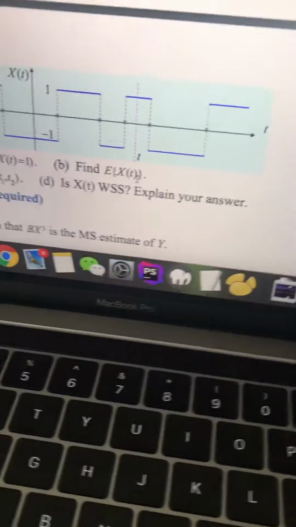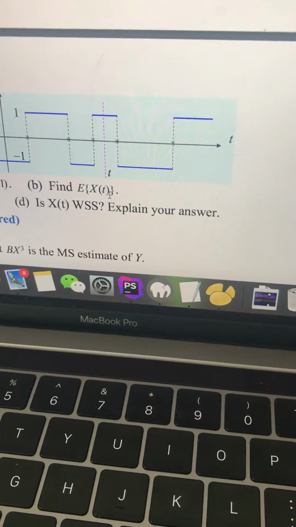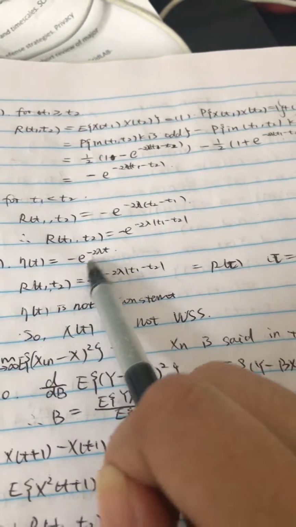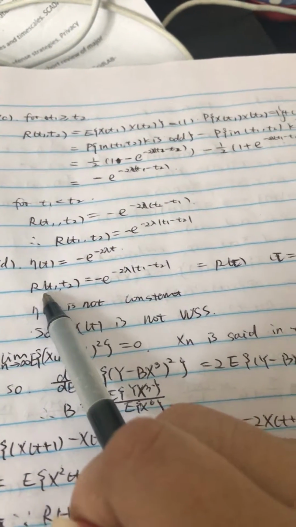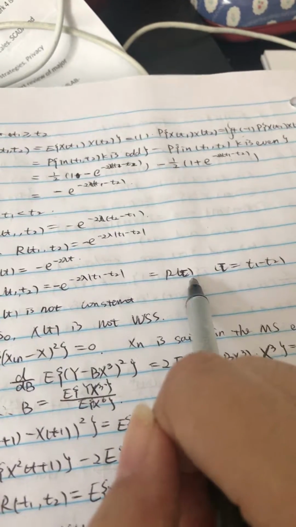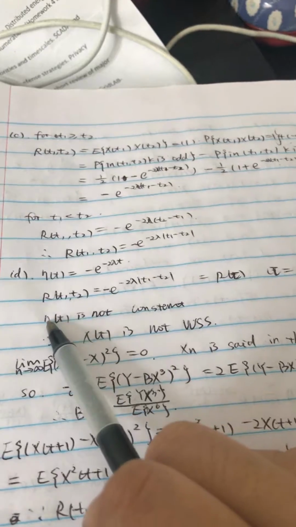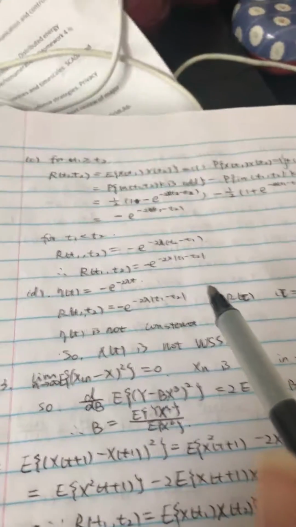And the last question is to prove or disprove whether Xt is WSS. We know the mean eta(t) is equal to minus e to the minus 2 lambda t, and R(t1, t2) is this, which is equal to R(tau) if tau is equal to t1 minus t2, but eta(t) is not a constant, so Xt is not WSS. So this is problem 2.